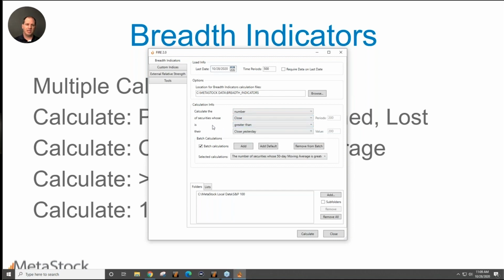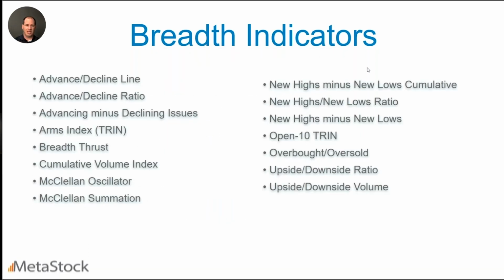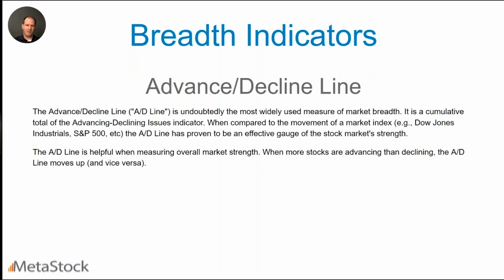So there's some really cool things that we can do with the Fire app in building custom data, looking at custom data, and then being able to plot it over time. So let's go in and look at some of the outputs and what we're able to get out of Fire. So again, these are the 15 breadth indicators that are calculated. So the first one, let's talk about the advance decline line.